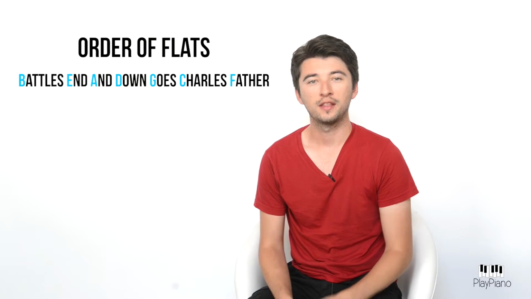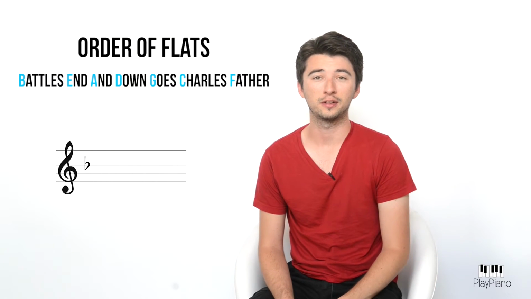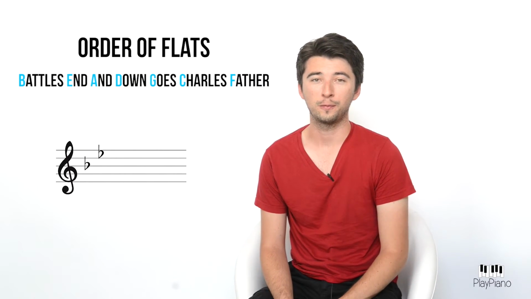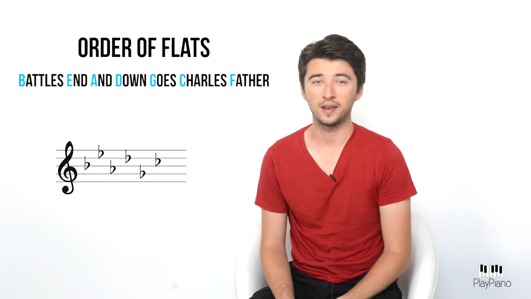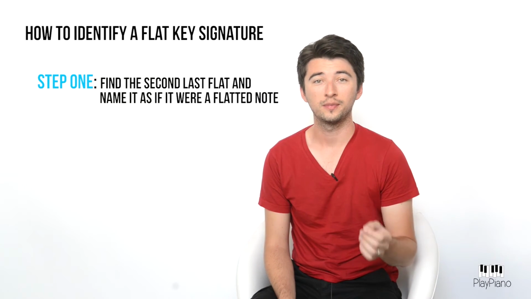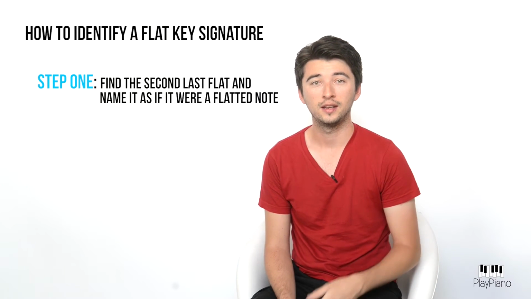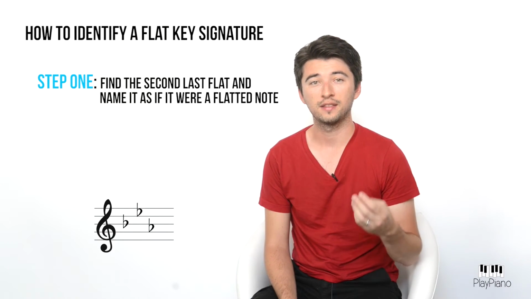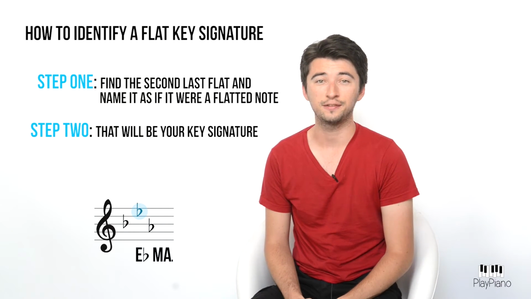As with sharps, the flats are permanently fixed to these locations. B flat on the 3rd line, E flat in the 4th space, A flat in the 2nd space, D flat on the 4th line, G flat on the 2nd line, C flat on the 3rd space, and F flat in the 1st space. Step 1, find the second last flat and name it as if it were a flatted note. In the example of 3 flats, the second last flat is E flat. Therefore, your key signature is E flat major.